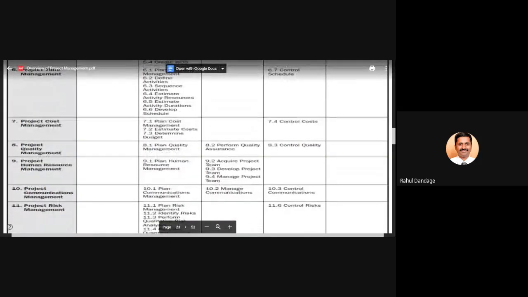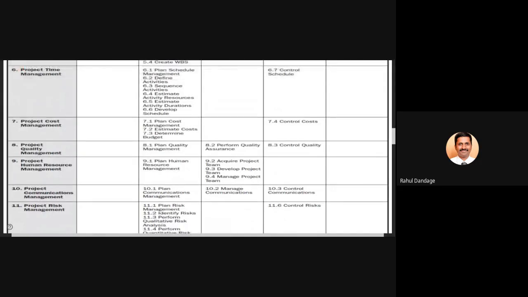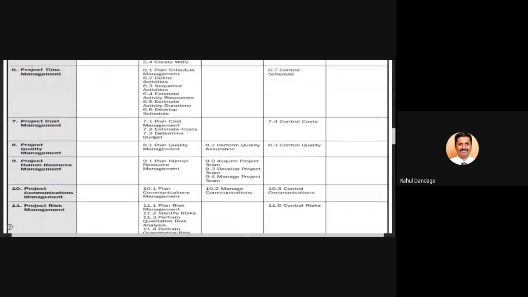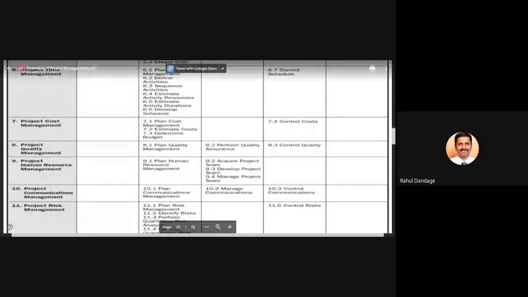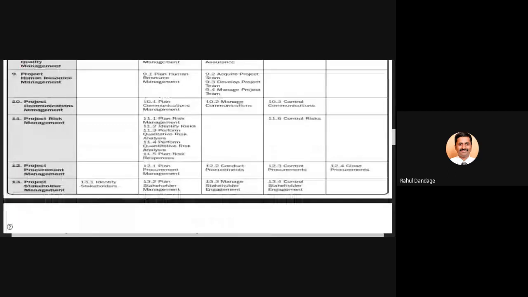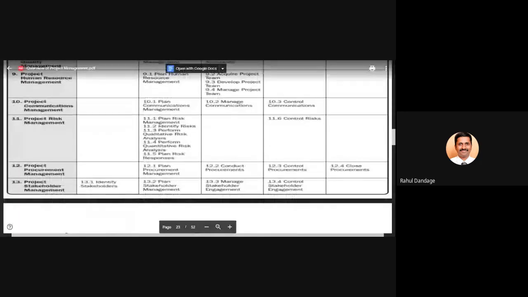Project risk management: plan risk management, identifying the risks, performing qualitative risk analysis, performing quantitative risk analysis, and planning the risk responses. All of this is under the planning process group. And control risks is under the monitoring and controlling process group. As far as procurement management is concerned, plan procurement management is in the planning process group.